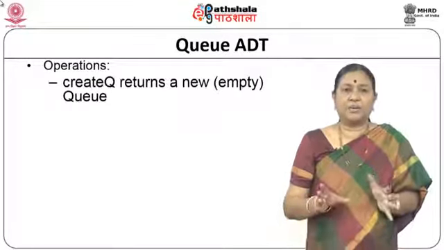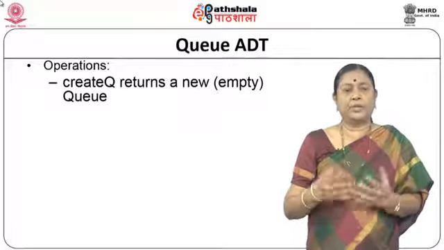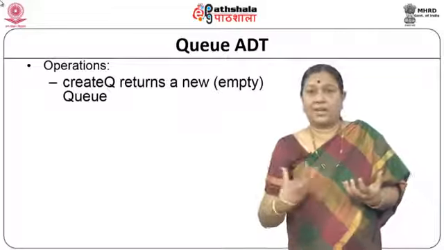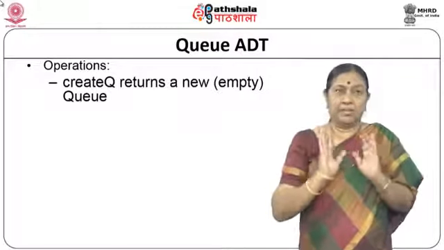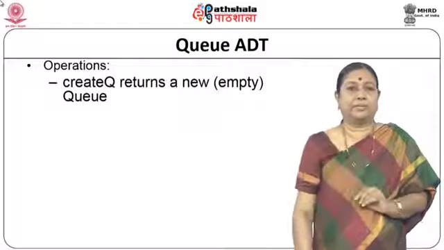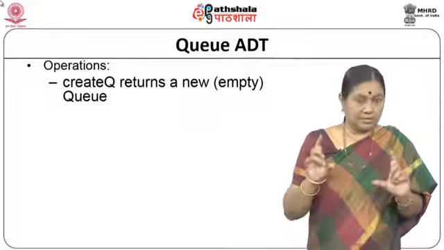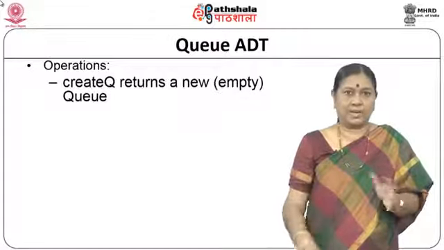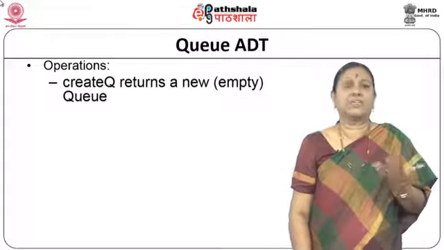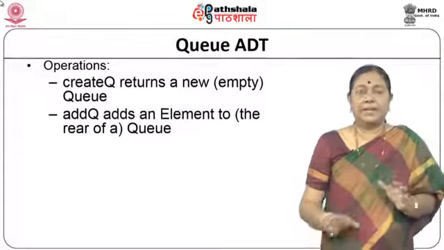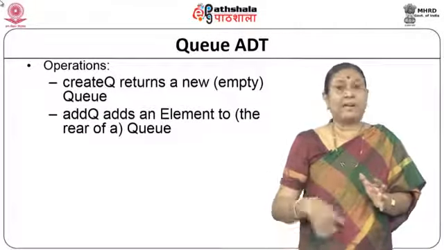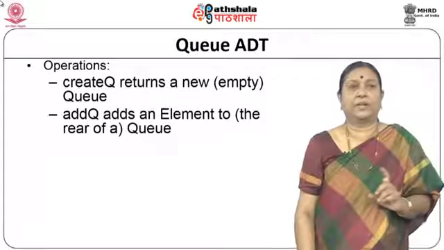You have create queue, which returns a new queue. Whether it is a list or an array or a linked list, we are not talking about now. When you call create queue, it will return an empty queue to you. When the empty queue is given to you, you will have the front and rear defined, and the locations where you want to put the elements. Then add queue adds an element to the rear of a queue. You do not have to say where to add, it is automatically added to the rear of the queue.